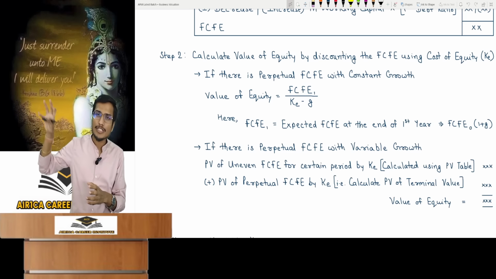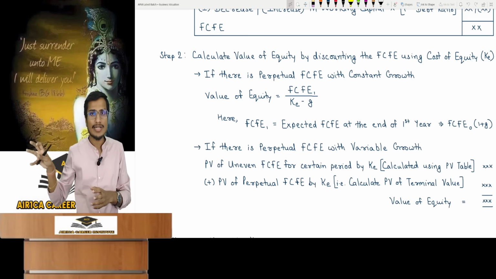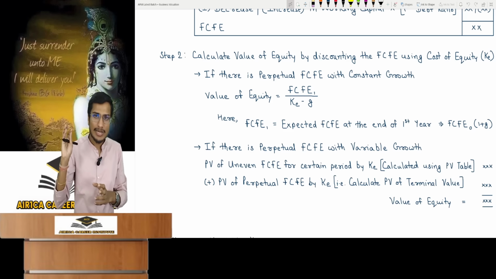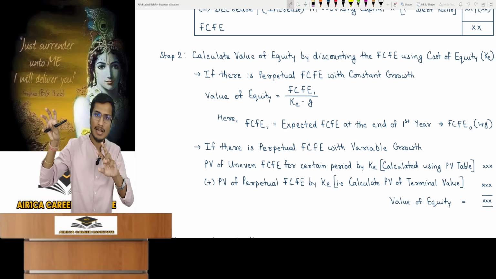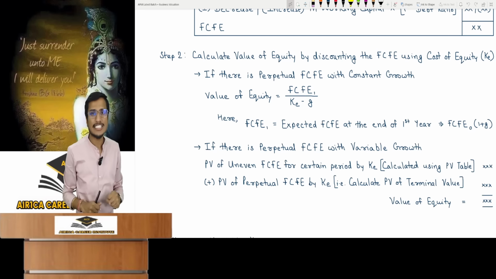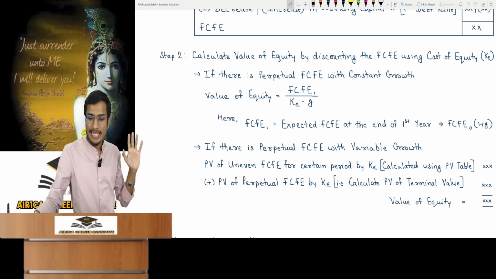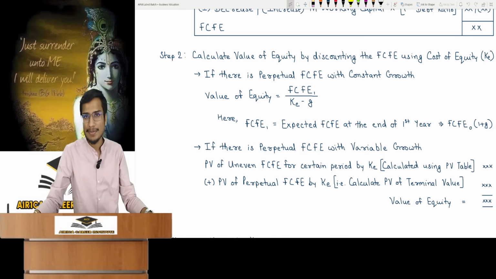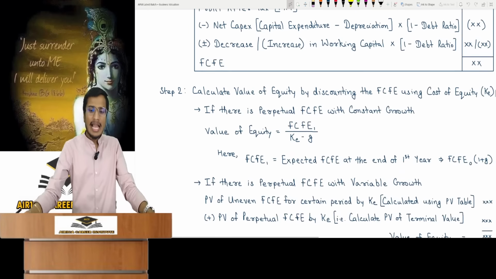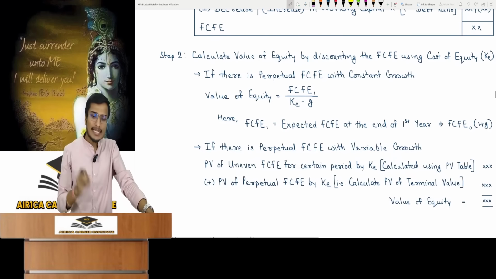For its PV, divide the first perpetual cash flow by the discounting rate minus the growth rate. It arrives just before the perpetual period and is called the terminal value. Discounting that terminal value to time 0 gives its PV. If you total this up, you'll get the value of equity, and the FCFE model is also complete. Both FCFF and FCFE models have been explained.